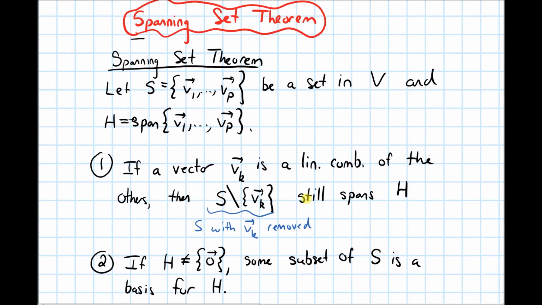After we do that, the resulting set of vectors is still going to span H. So when one of our vectors is a linear combination of the others, we can toss it out of the set without changing the span. That vector is unnecessary. The second part of the theorem is, if H is not just the zero vector, there's definitely going to be some subset of S, some subset of these vectors v1 up until vp, that is a basis for H. I'm going to prove part 1, and for part 2, I'll give a sketch of the proof.